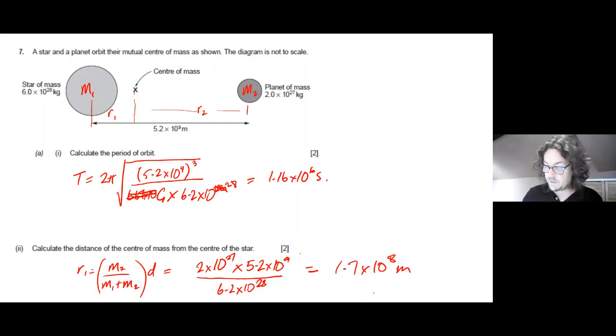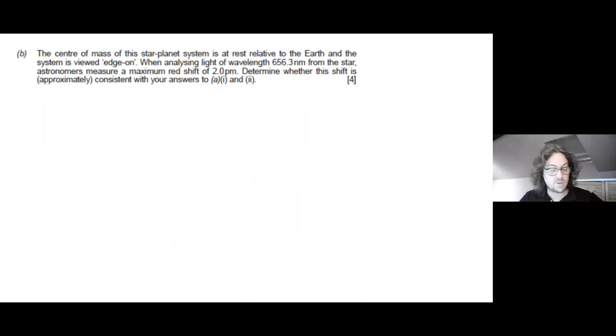Right. Moving on. See if we can practice as much as we can. We've got another 7 minutes, so we'll try and use it up to do as many of these questions as possible. The center of mass of this star planet system is at rest relative to Earth, and the system is viewed edge on. When analyzing light of wavelength 656.3 nanometers from the star, astronomers measure a maximum redshift of 2 picometers. Determine whether this shift is approximately consistent with your answers to parts I and II.